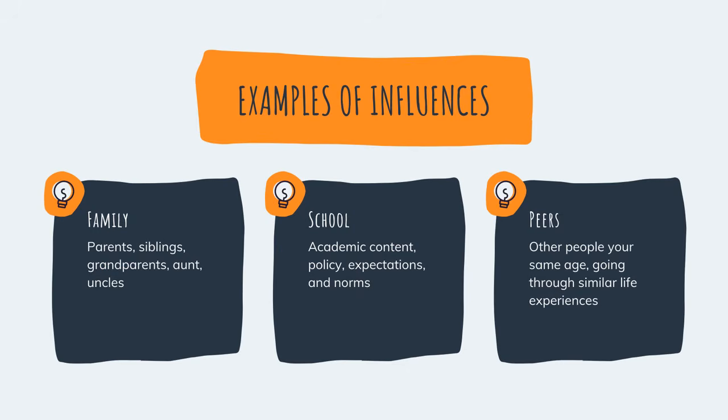Let's take a look at some example or common influences in life. Our family deeply influences us. School, so this could be what we study in school, the policies, the other students that we're with, or our teachers. All of those different parts of school can be an influence in your life. Your peers, so these are other people your same age, going through similar life experiences. This may be really close personal friends, or it may be classmates or teammates that you interact with on a regular basis, but you're not necessarily super close with. They can all influence how you feel, think, and act.